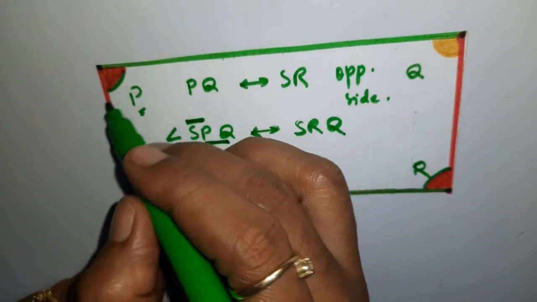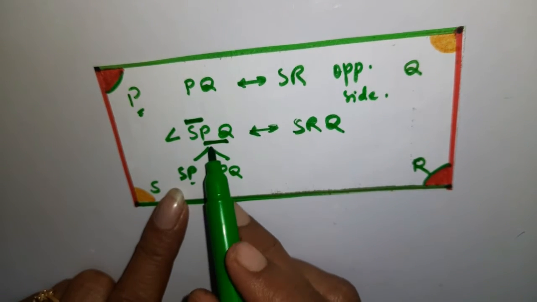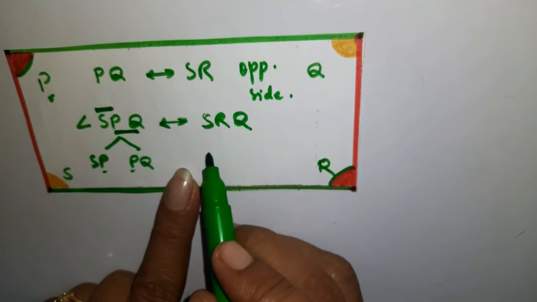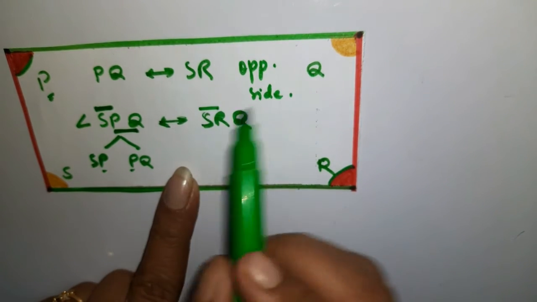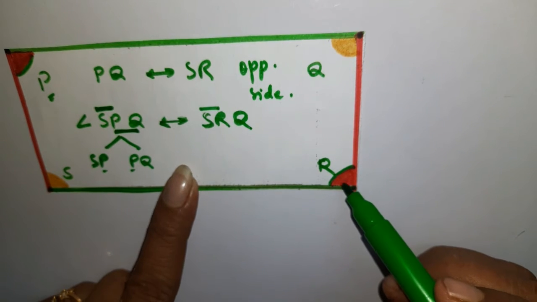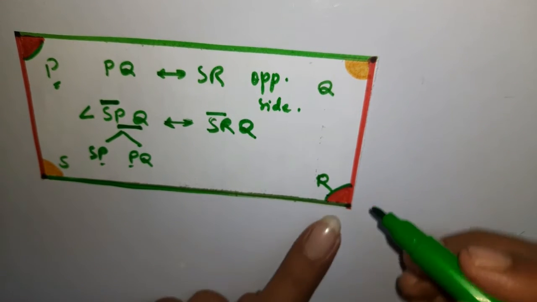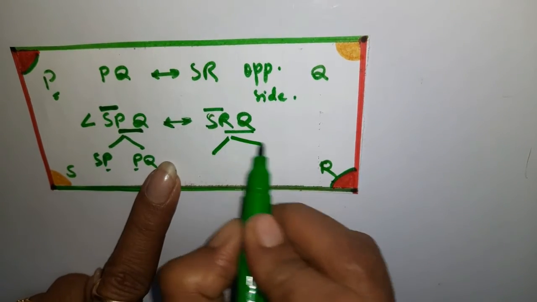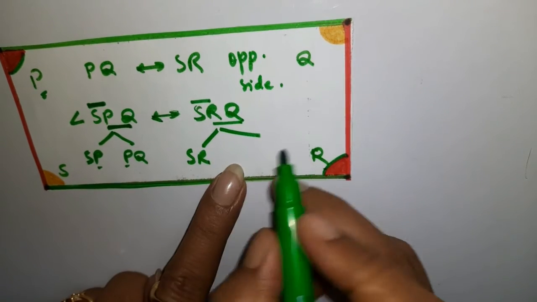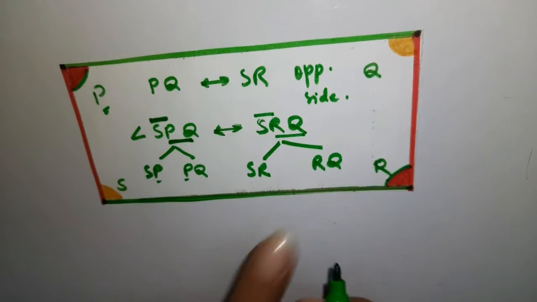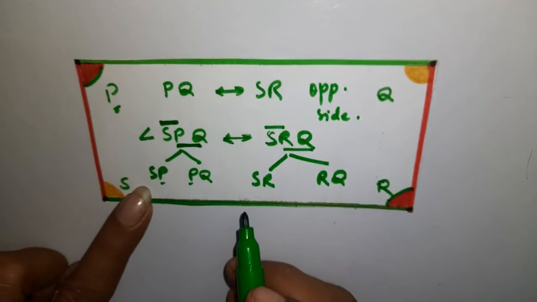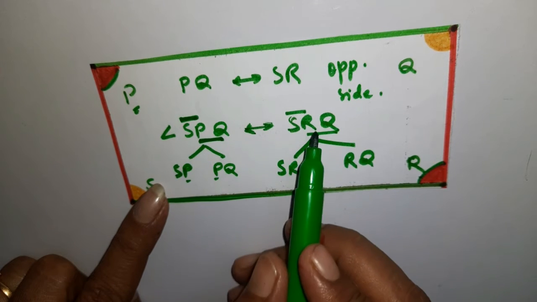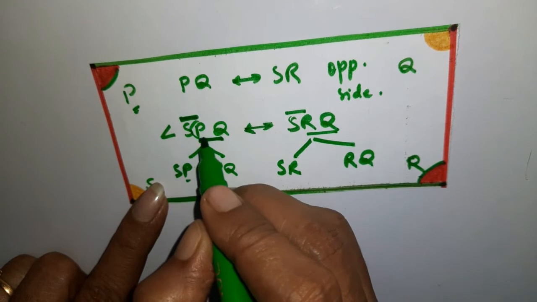That is why the angle is formed over here. You can see we are having two of the arms, SP and PQ. Let us find the two arms in this angle. Here we have SR as one arm and RQ as another arm. This is SR and this is RQ. You can see we are having 4 arms here: 1, 2, 3, 4. Out of these, this one is the angle actually.